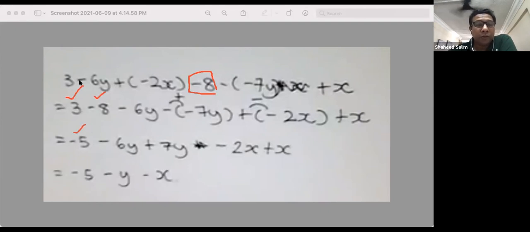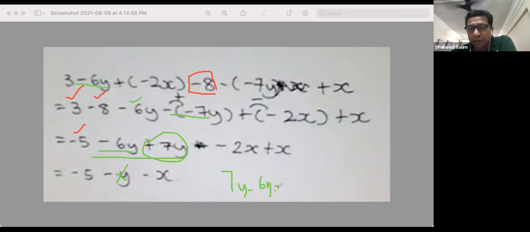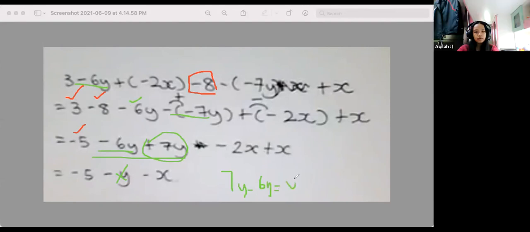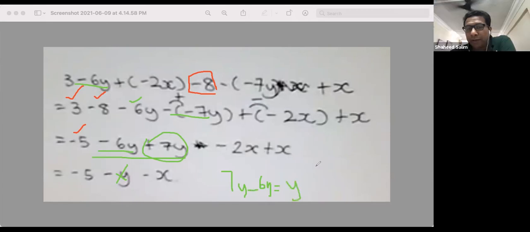Well done. So now you have, I use another color, I use green, you have now negative 6y. Okay, this is okay. And then the negative became positive. Well done. So this one now is not correct because your 7 is bigger than 6. You take bigger minus, this is the same as 7y minus 6y. And you know the answer is, what's the answer? Y. Positive, right? Writing minus 6y plus 7y is the same thing.